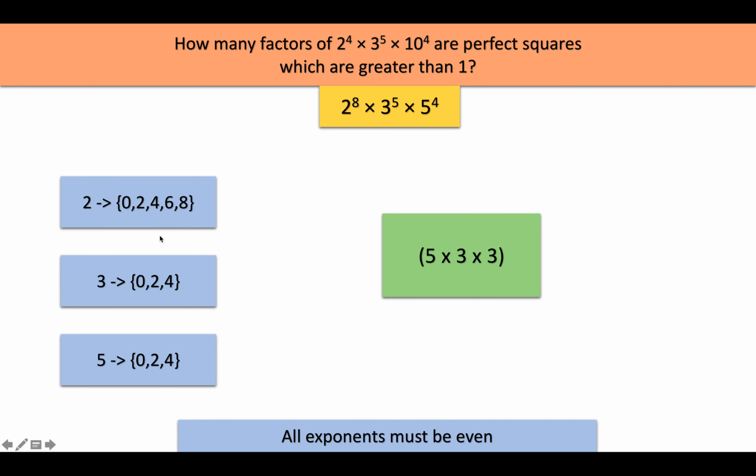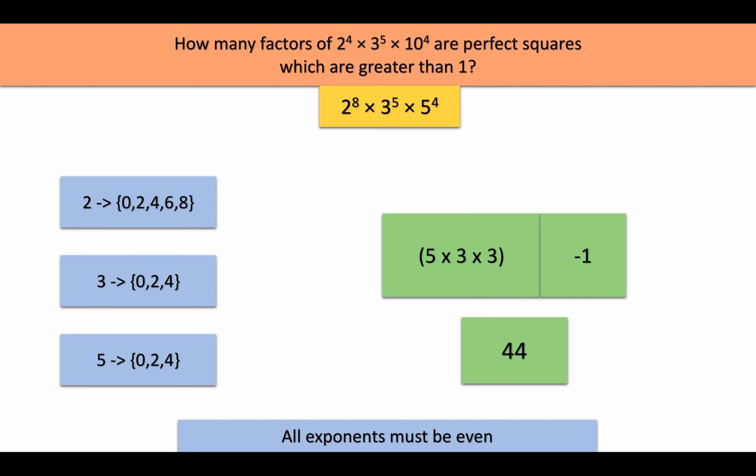There will be one case here where we'll take 0 in all of these, right? Which will be 2 raised to power 0 multiplied by 3 raised to power 0 multiplied by 5 raised to power 0. That is going to be a factor of this, going to be a perfect square also, because all the powers are even, but that is going to be equal to 1. So we'll have to subtract 1 from this to exclude that one scenario, and the final answer that we get is 44, right? 45 minus 1, 44.